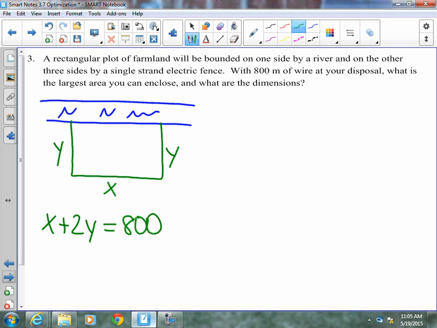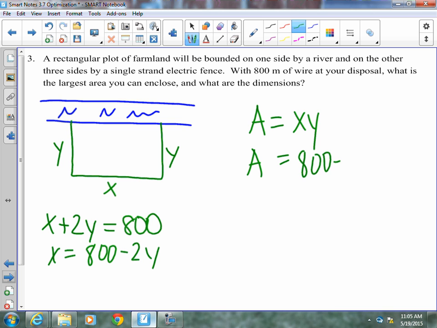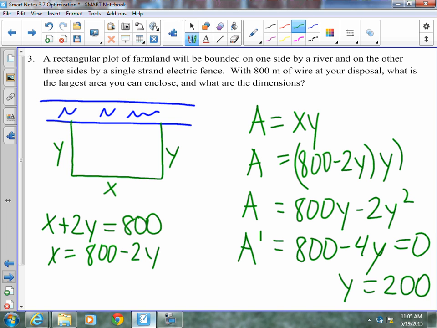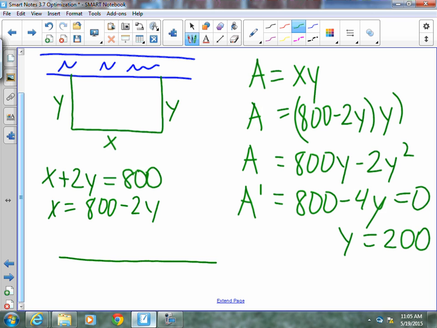Now, at this point, what do they want us to do? Well, they want us to find the largest area. Well, area is x times y, or if I solve this for x, just because that's the easiest one to solve for, it's really 800 minus 2y times y. So area is 800y minus 2y squared, which makes A prime 800 minus 4y, set it equal to 0, and y is 200.